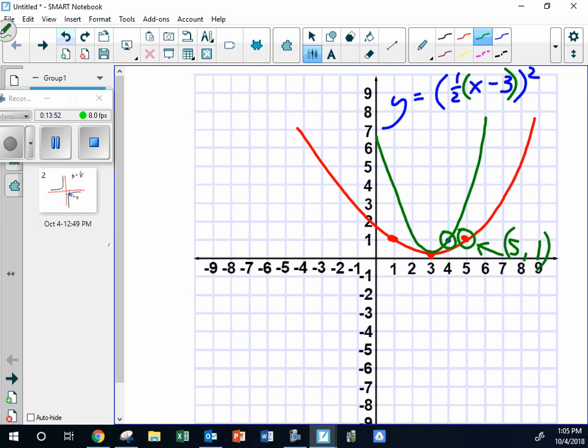If that works in here, it's very likely you're right. 5 goes in. I get 5 minus 3 is 2. 2 times 1/2 is 1. 1 squared is 1. (5,1) works in this graph, so I bet it's right.